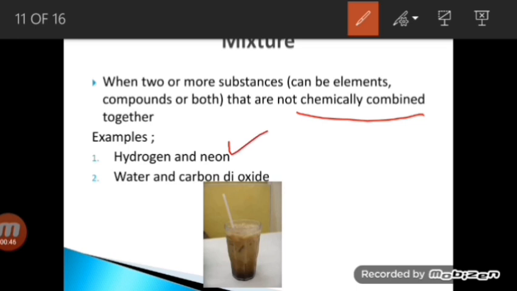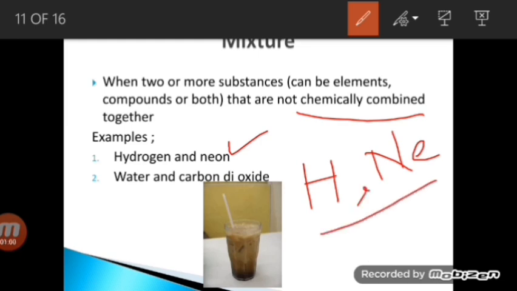Examples are hydrogen and neon. We can never chemically combine hydrogen with neon, because both of them have totally different electronic configurations. So when we mix hydrogen with neon, there will be just a mixture of hydrogen and neon, but not a compound. Another example is water and carbon dioxide. Carbon dioxide is slightly soluble in water, but somehow it's largely insoluble in water. So there will always be a mixture of carbon dioxide and water.